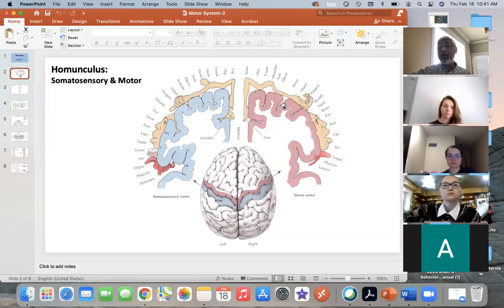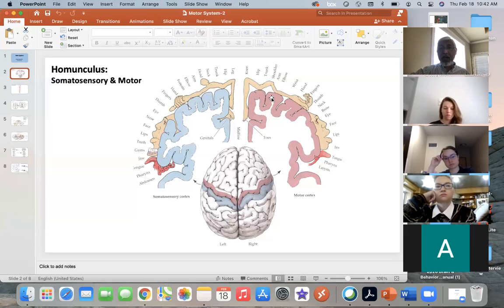And this is called the homunculus. I don't know its origin, whether it's Latin or Greek, but homunculus means, in English, the small man. Small man, but remember, this man is drawn pretty distorted. It's not like an actual human body, but distorted according to its representation in the cerebral cortex.